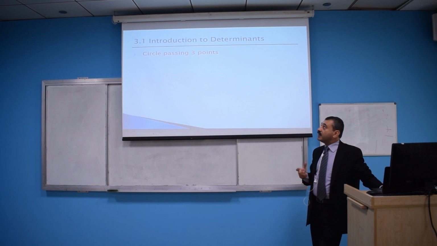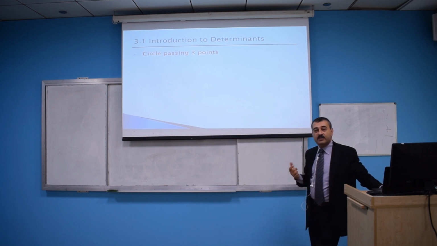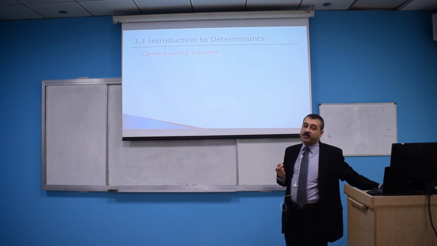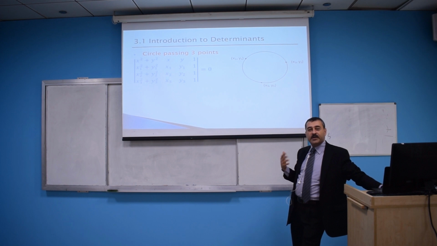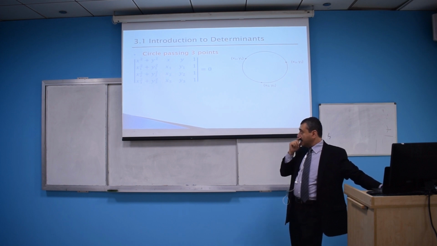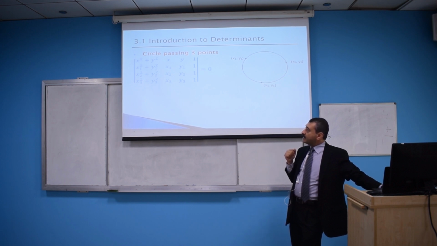And if you want to find the equation of a circle passing through 3 points, not on the same line, you can get the equation of the circle this way. There are many applications of determinants. Actually, we are going to go through some of them. And this is the Jacobian.